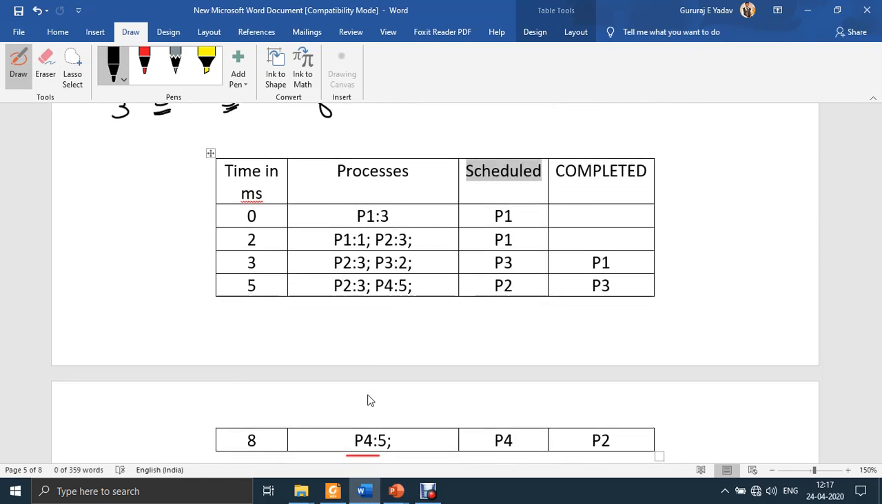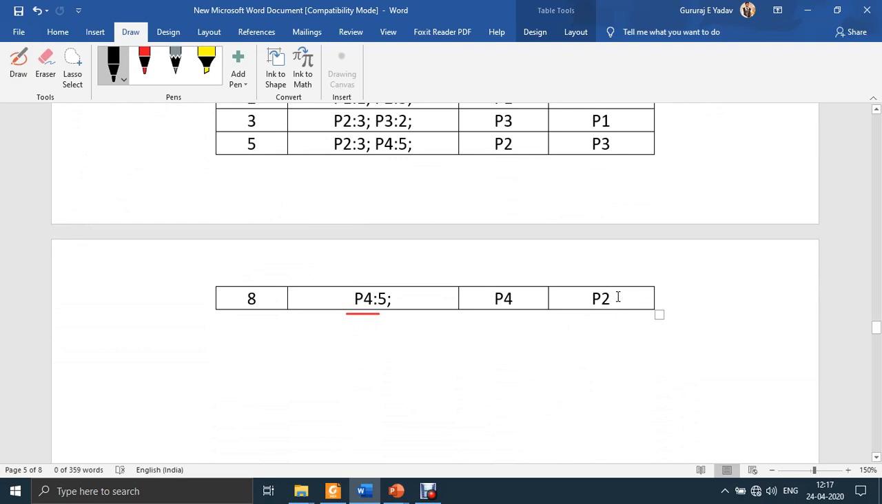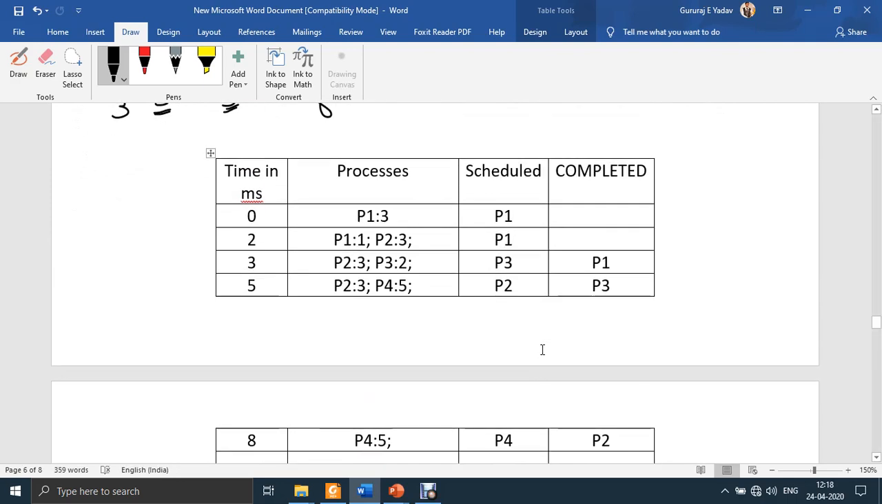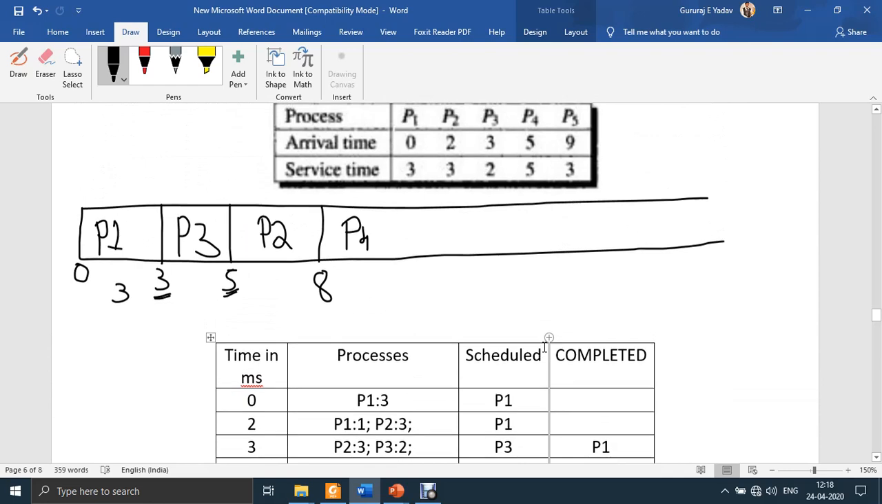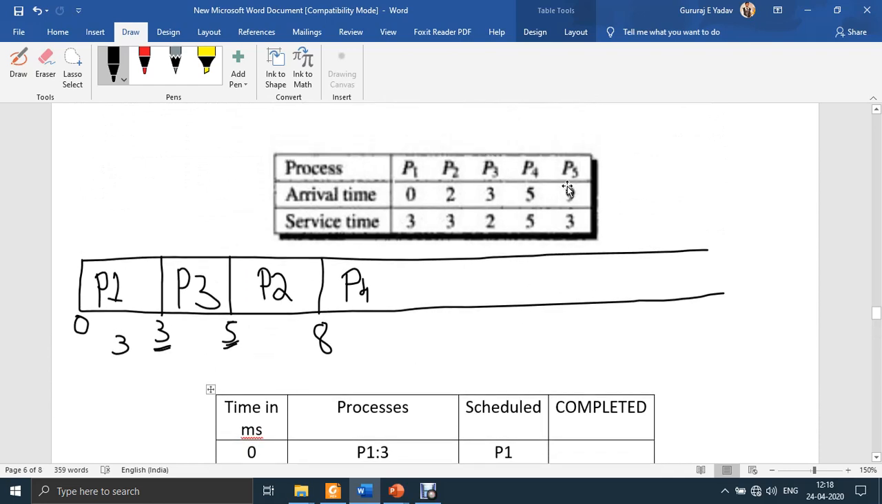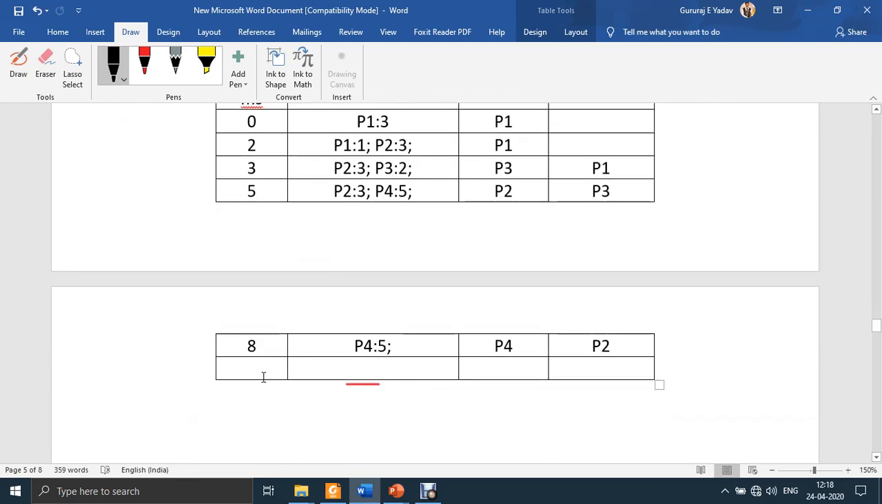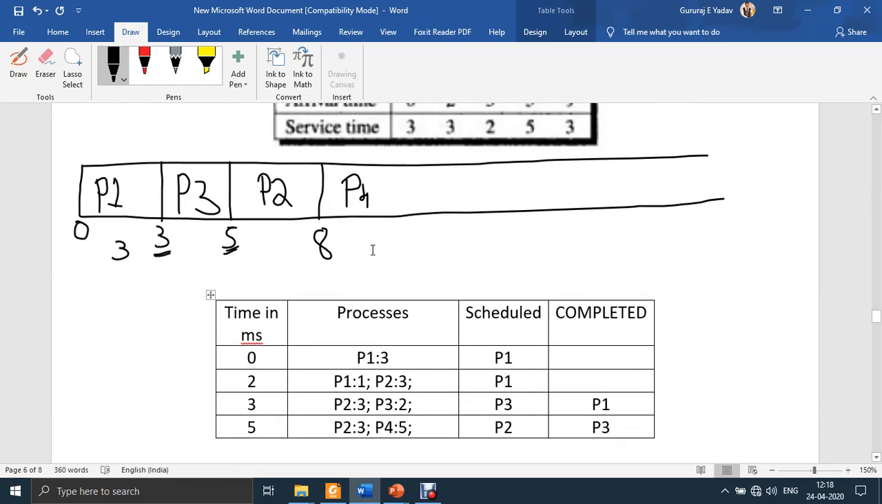So how long will P4 get its chance to execute? That depends on when it will complete, or when the next process that is ready to execute enters the ready queue. The new process will enter at time interval 9. As soon as the new process enters, you have to decide which process you will schedule. Okay, fine.